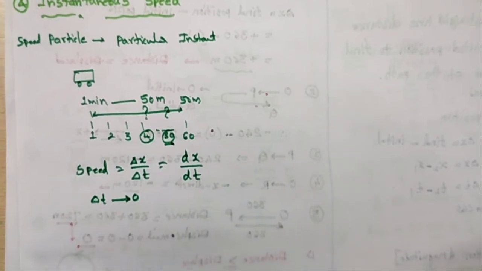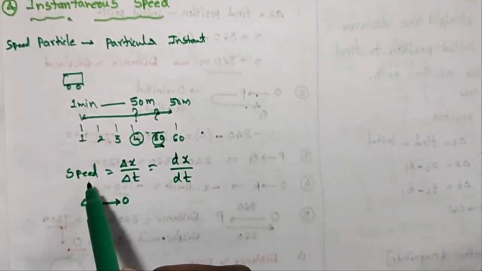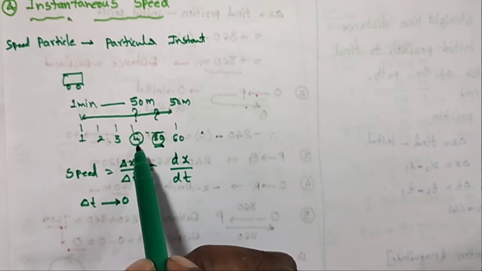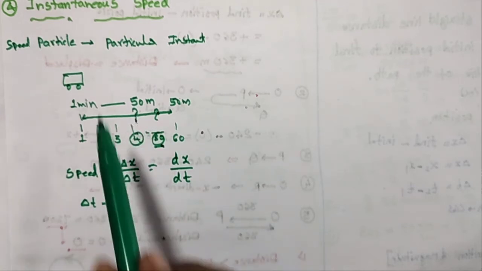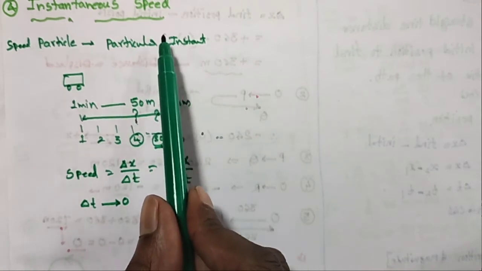What is the formula of the speed? Instantaneous speed means at a particular second, at a particular time instant, what is the speed of the particle? That is called the instantaneous speed.